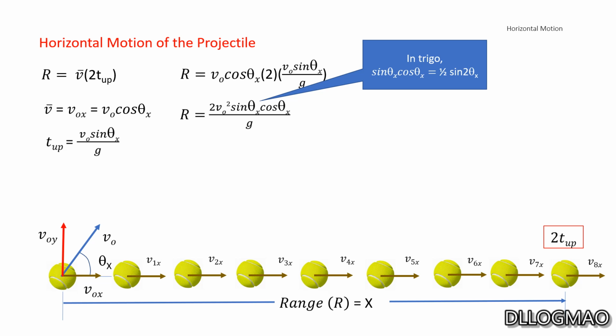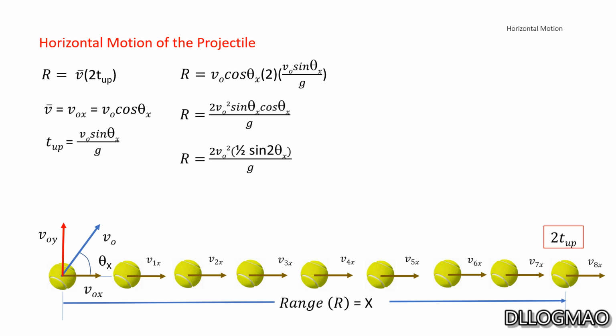Replacing the equivalent and performing the operations, the range r is equal to the ratio of the product of square velocity sub 0 and sine 2 theta sub x, and acceleration due to gravity g.